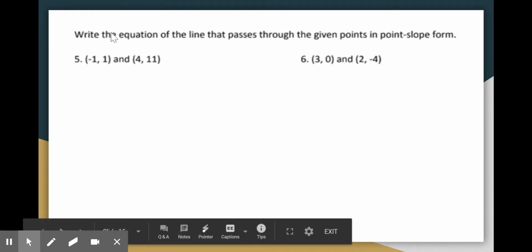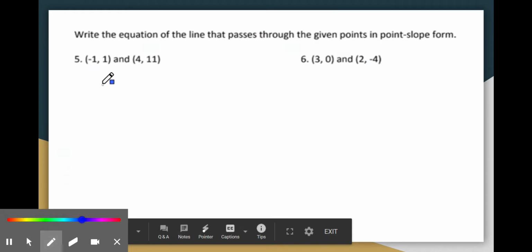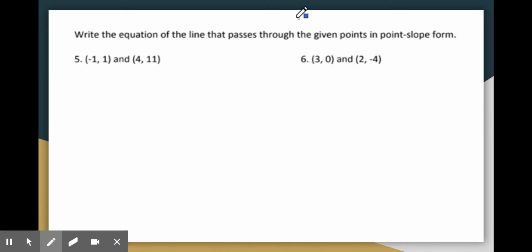Okay, so now let's keep going. We want you to write the equation of a line that passes through the given points in point slope form. Point slope form is y minus y1 equals m times x minus x1. To write point slope form, I need a point, the x1, y1, and I need a slope, which is going to be m.